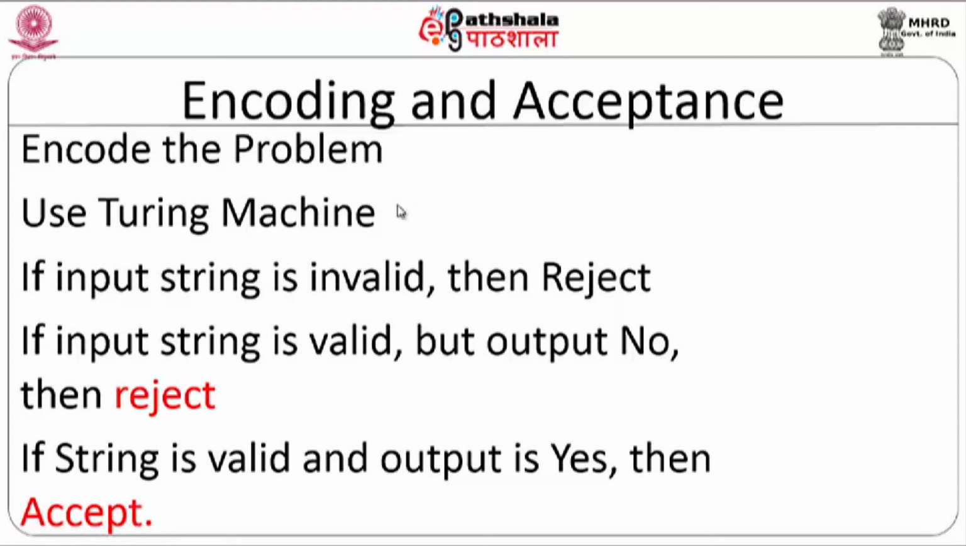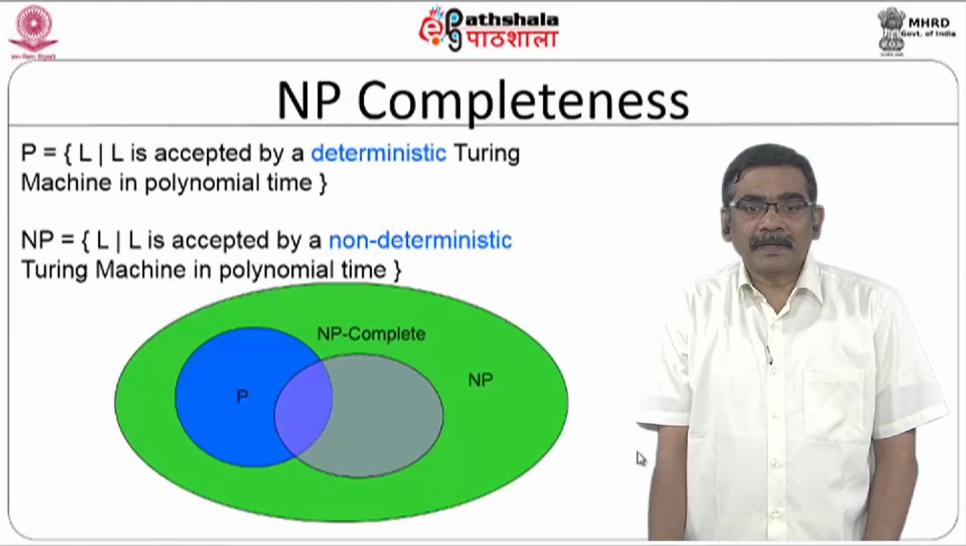Please recollect the Church-Turing thesis also, which says that all the problems that are solvable are solved by the Turing machines. So, using this concept, if the input string is invalid, that means the string that is obtained from the given problem is invalid, then we are going to reject that. If the string is valid, but the output is no, then again we are going to reject the solution. On the other hand, if the string is valid and the output is yes, then we are going to accept that. In other words, the problem is solvable by the Turing machines.